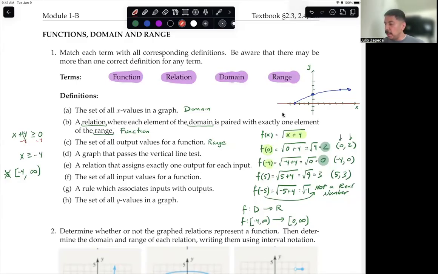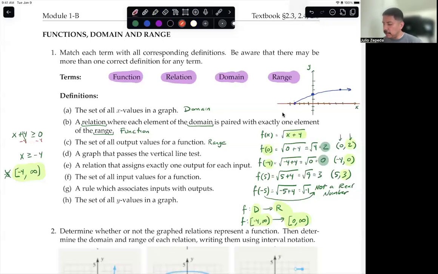Okay, so the domain is -4 to infinity. We showed how to find that. The range, we should be able to identify the range by looking at the graph. That is just a set of y values that this function attains. That is 0 to infinity. We won't talk about range as deeply as domain, but we should be able to see, at least from a graph, what the range is of a given function. Okay, so good. C was the set of all output values. We can see the output values are all 0 or larger, 0 to infinity.